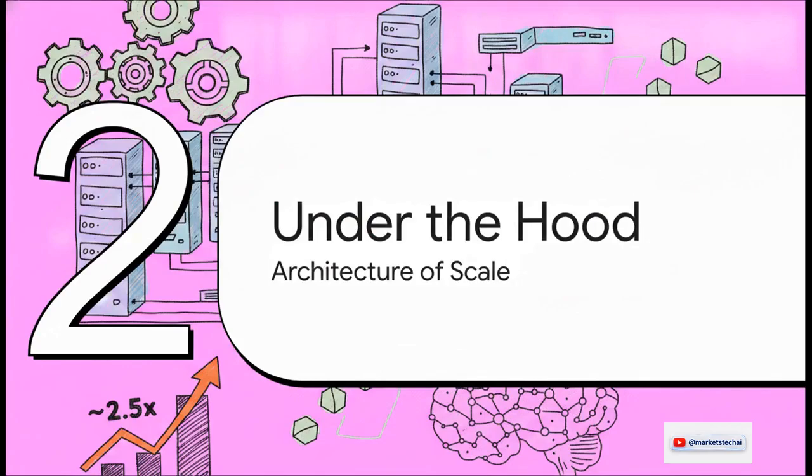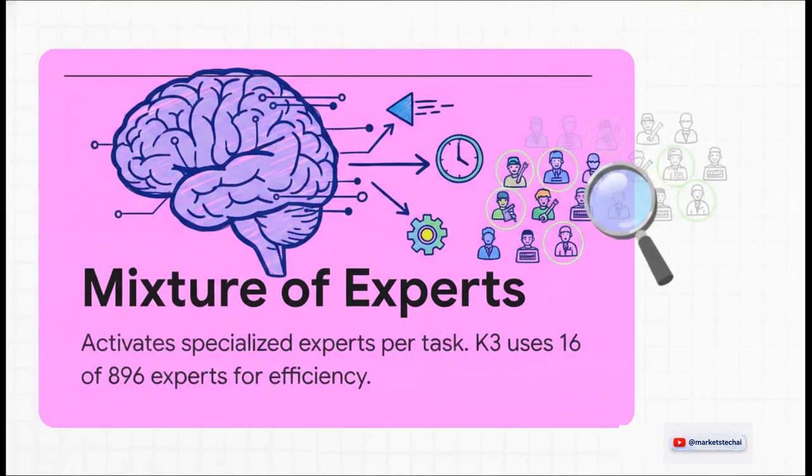Section 2. Under the hood, the architecture of scale. So, Moonshot reports a roughly 2.5 times improvement in scaling efficiency over their previous K2 model. But how do you actually manage 2.8 trillion parameters without entirely breaking your compute budget? Well, the answer starts with a mixture of experts architecture. To handle its massive size, K3 uses a stable, latent MoE framework. It's kind of like a massive team of specialists. Out of a total pool of 896 routed experts, K3 efficiently activates just 16 at a time for any given task. So you get the vast knowledge capacity of a giant model, but with the processing speed and efficiency of a much smaller one.